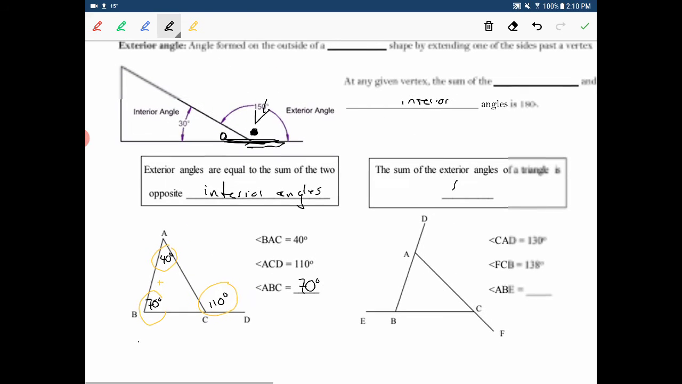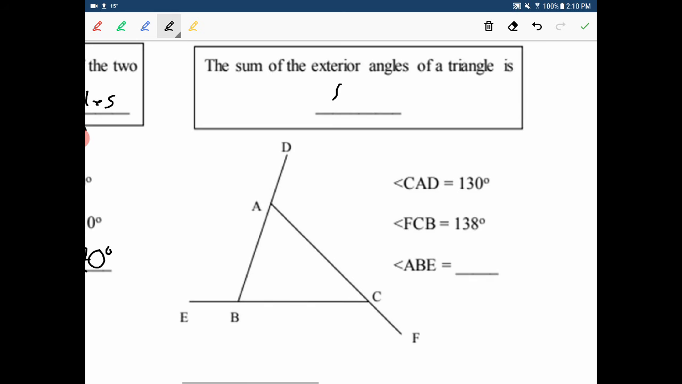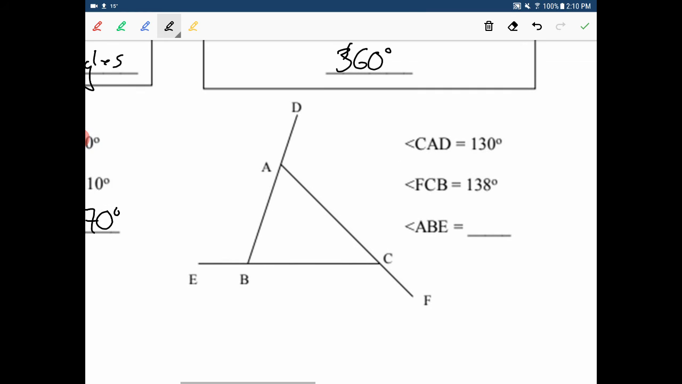All right. The sum of the exterior angles in a triangle is equal to 360 degrees. What's interesting, and I won't spoil it, is that in one of the next lessons we'll learn that that's always true for every shape. It doesn't matter if it's a triangle or not. So this angle, this angle, and this angle will all add up to 360 degrees.